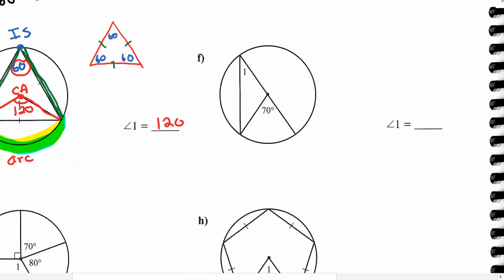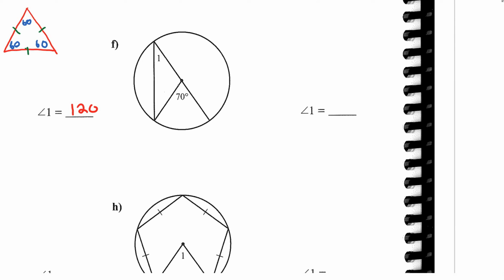Okay, let's move on to letter F now. For letter F, I have a radius right here in green, and I have another radius right here in blue. So there's my isosceles triangle. And now I can use angles on a line, because if this is 70 degrees, then the angle that's attached to it, this whole angle right here, which I'm highlighting in black, is going to add up to 180 degrees.